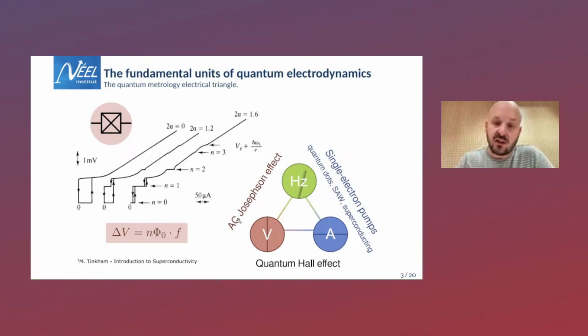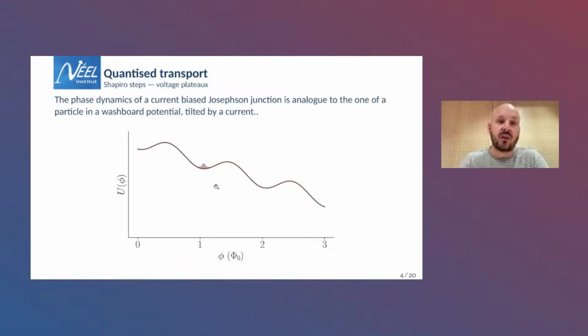All right, so let me start with the AC Josephson effect and give you a cartoon of why we observe these steps. If you current bias a Josephson junction and look at its phase dynamics, it is very similar to what you would have in a washboard potential, a tilted washboard potential, I would say. If I represent the potential U of phi versus phi, here I have the phase, like a particle that effectively represents the phase.